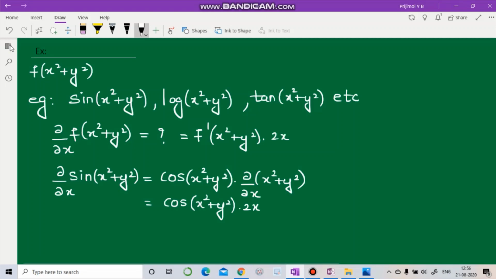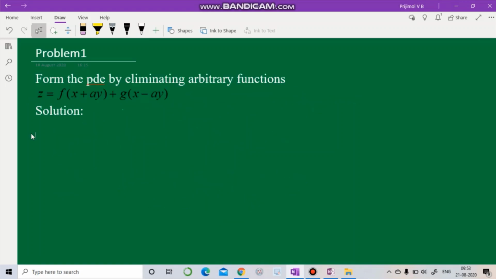Now, let us move to solving some problems. Problem 1. Form the partial differential equation by eliminating arbitrary functions. z is equal to f of x plus ay plus g of x minus ay. So, here z is a function of two arbitrary functions, f of x plus ay and g of x minus ay. The order of the partial differential equation is the number of arbitrary functions. Therefore, it is 2.